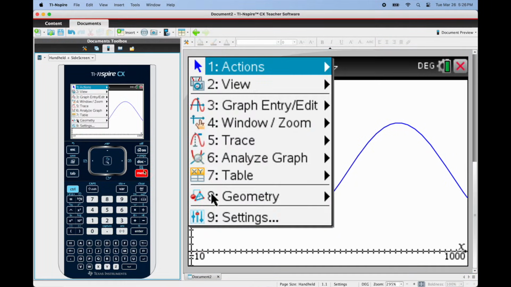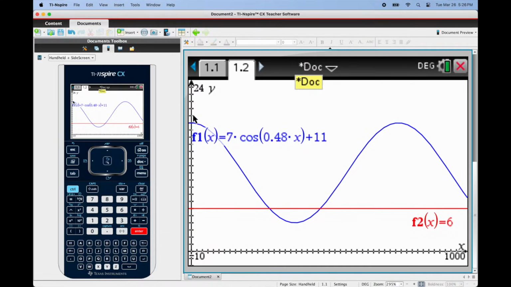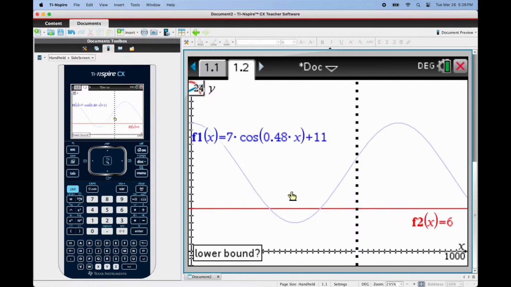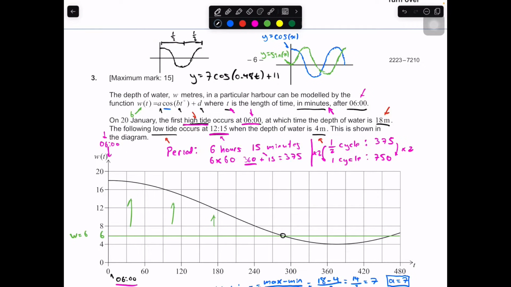Let's ask the question, when is this function equal to, or when is the depth of water equal to 6 meters? So there we go. Here's depth of water on the y-axis, time, and here's the depth of water through time. Question is, when is the depth equal to 6? So menu, analyze graph. Let's find the intersection. And here we go, 282.47. All right, so after 282 minutes and 47 hundredths of a minute, not 47 seconds, that's when the water first reaches a depth of 6 meters, and then it's going to fall below that.